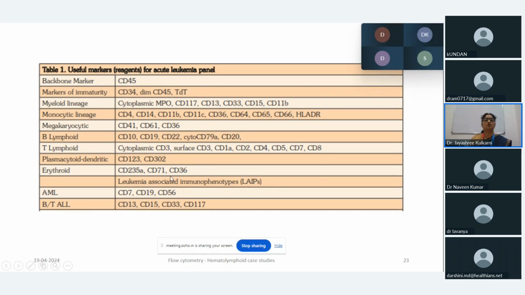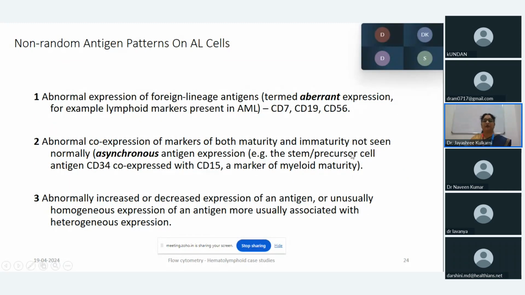Now, other than that, what you should also remember is leukemia-associated immunophenotypes. Though this is a T marker, in AMLs it can come positive. Though this is a B marker, it can aberrantly present in AMLs. Though this is an NK marker, it can present in AML. So these are called leukemia-associated immunophenotypes, right? Similarly, in B and T ALLs, you can get associated myeloid antigen presentation. This is something which you should remember. Now, I already talked about the aberrancy, that is CD7 and CD56, which is common in AMLs.